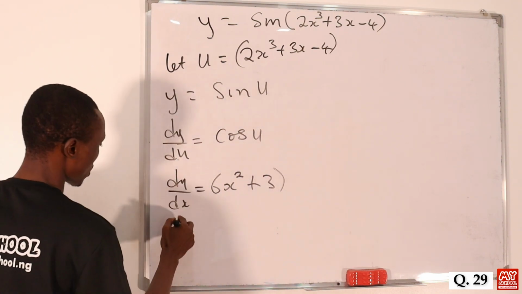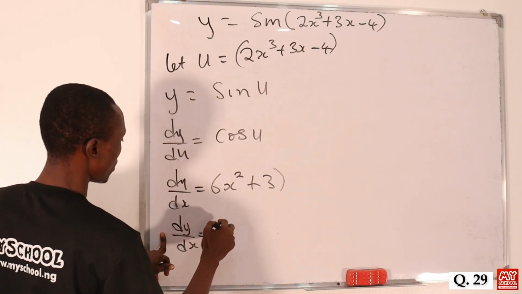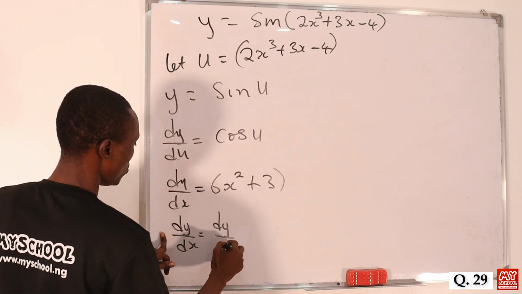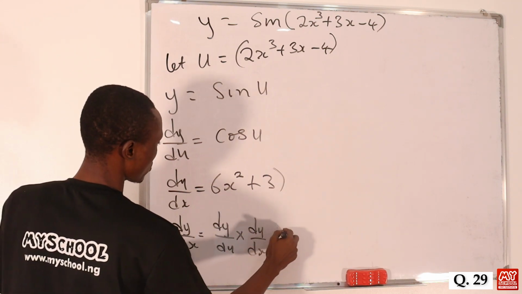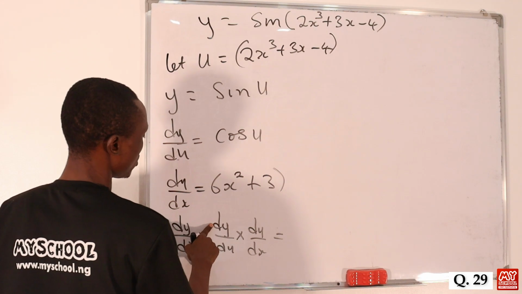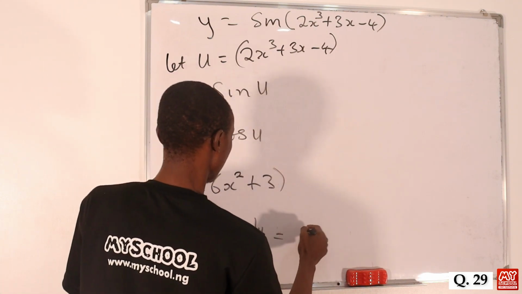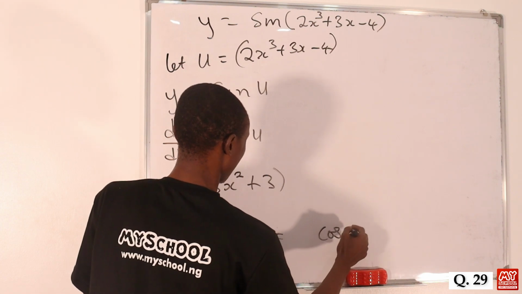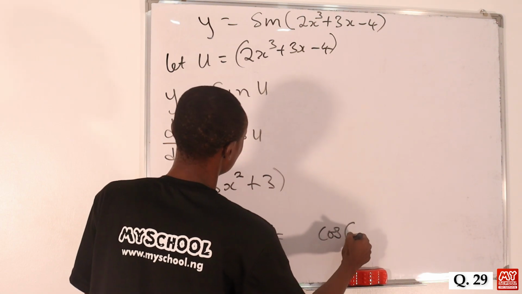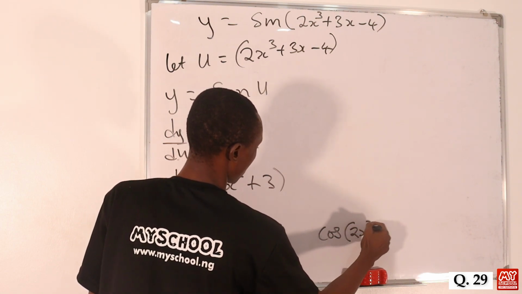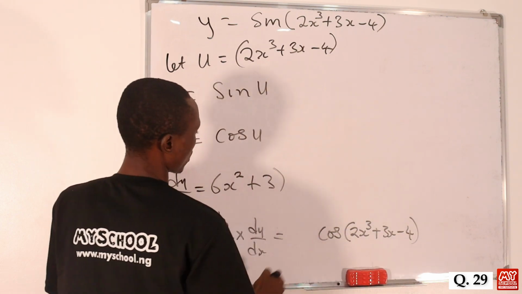So for us to get our dy/dx, we will just multiply dy/du by du/dx. Let's combine the values. For our dy/du, we actually have cos u. But remember that our u is equal to everything we have inside this bracket. So let's replace it: cos of (2x raised to power 3 plus 3x minus 4).